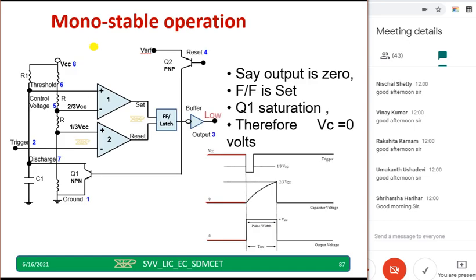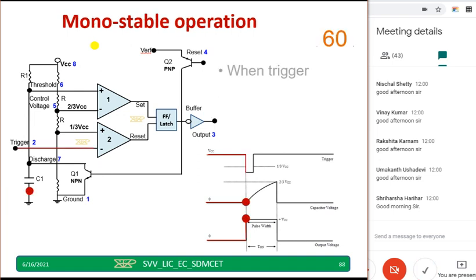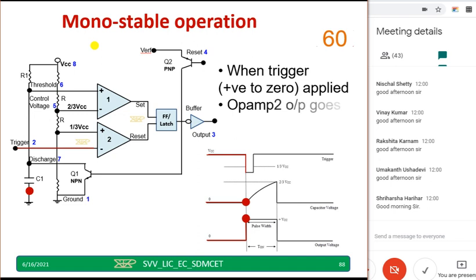Then we have discussed the monostable. Say output is 0, flip-flop is set, Q1 is in saturation, and therefore VC equals 0. Try to understand. Observe this. First is low output, high flip-flop output, Q1 is on, therefore capacitor voltage is 0. Next we have discussed when I give a positive going trigger, say towards 0, at that time op-amp 2 output will become high, flip-flop output becomes low, and timer output becomes high.